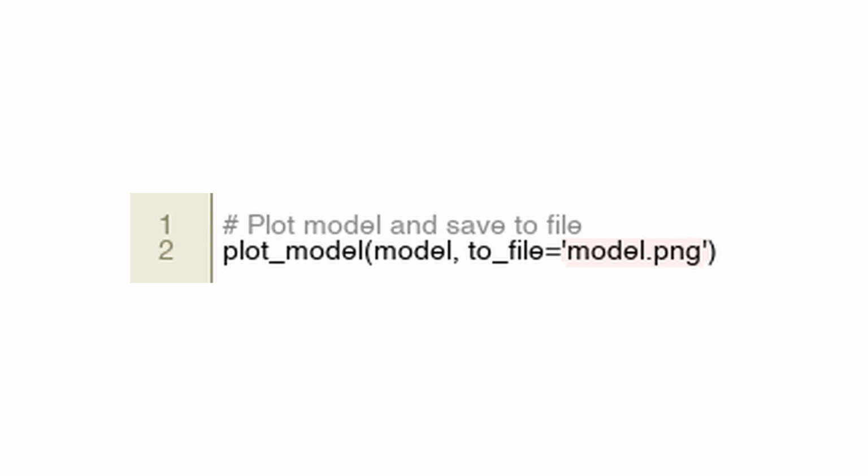This code takes in a model and plots it, creating a visual representation of the model's structure. The resulting image is then saved to a file called model.png. The purpose of this code is to provide a way to visualize the model, which can aid in understanding its components and relationships. This can be particularly useful when working with complex or large models. By saving the image to a file, it can also be easily shared with others or referenced in the future. Additionally, the use of a file name allows for multiple models to be saved and compared.